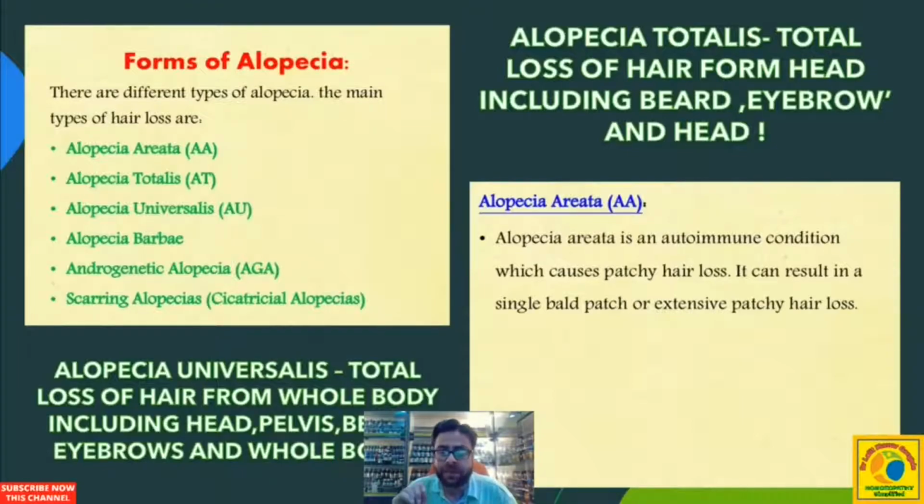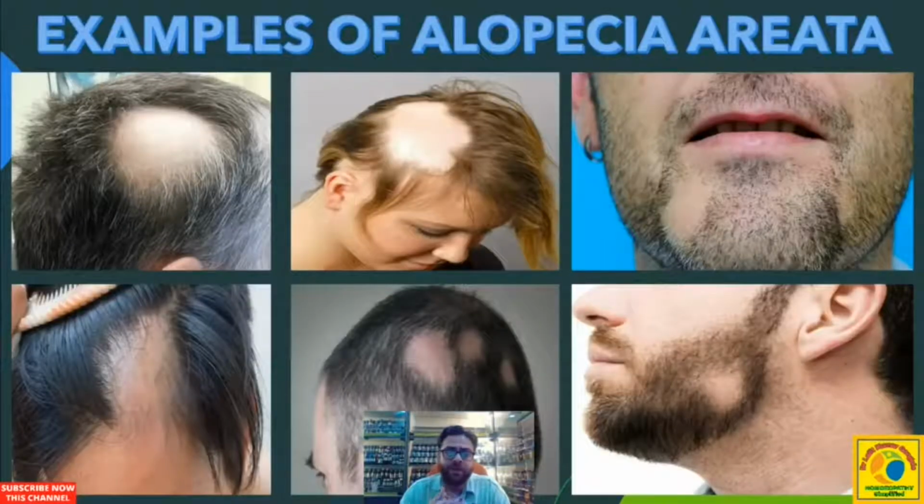So till now we have learned about alopecia and the different types of alopecia, including alopecia areata. In this slide we are going to have some examples of alopecia areata. Here we can see alopecia areata of the head, and another alopecia areata of the head. This is a very good example of alopecia areata in the beard. This is also an example of the beard.